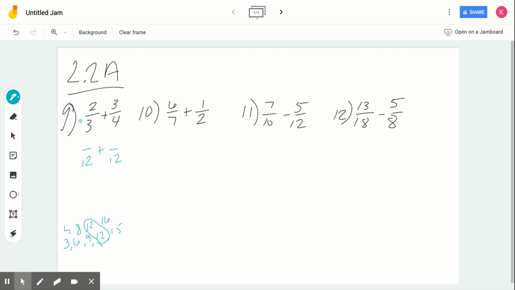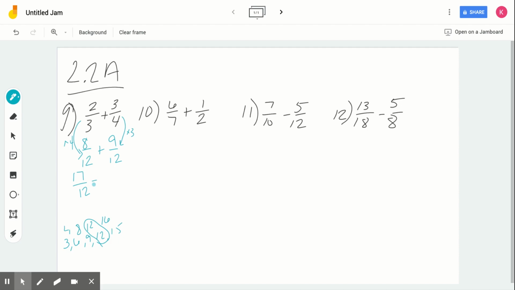So here we can see that 3 times 4 makes 12. So 2 times 4 makes 8. And 4 times 3 makes 12. And 3 times 3 makes 9. So now we can add these two fractions, 8 twelfths plus 9 twelfths. You add the numerators and keep the denominator. So 8 and 9 is 17. So we have 17 over 12.